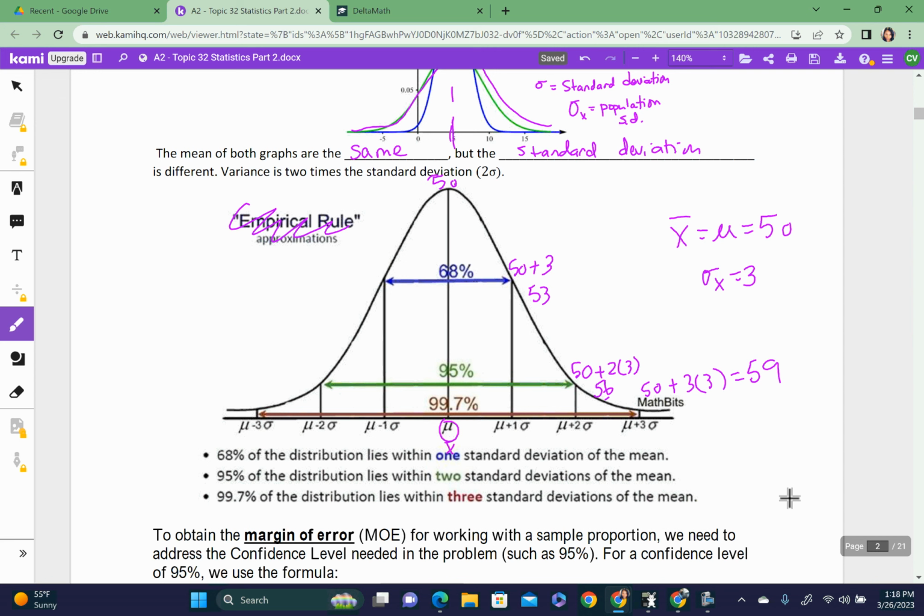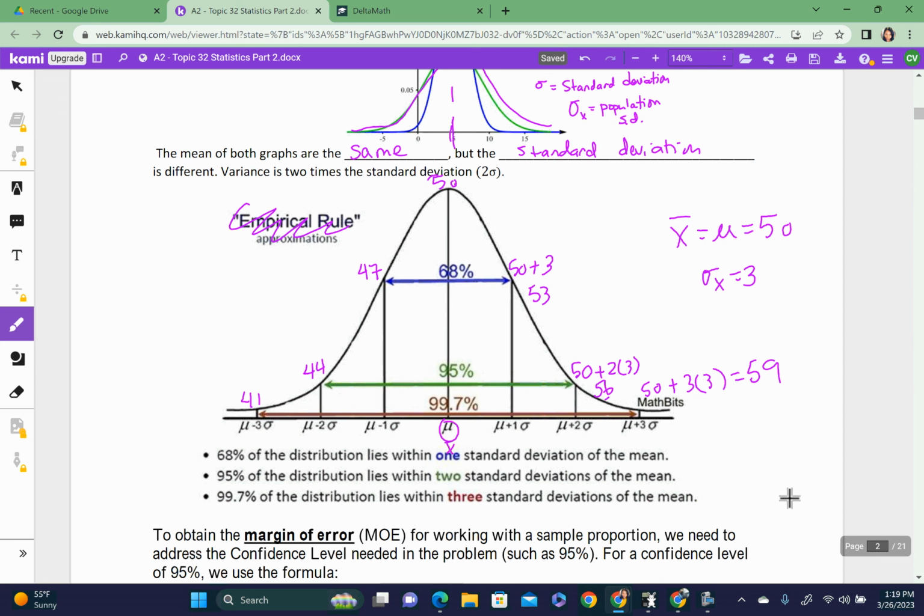If I go this way, I'm not adding now, right? I'm subtracting. So 50 minus 3 is going to give us 47. Minus 3 again is going to give us 44. Minus 3 again is going to give us 41, okay?